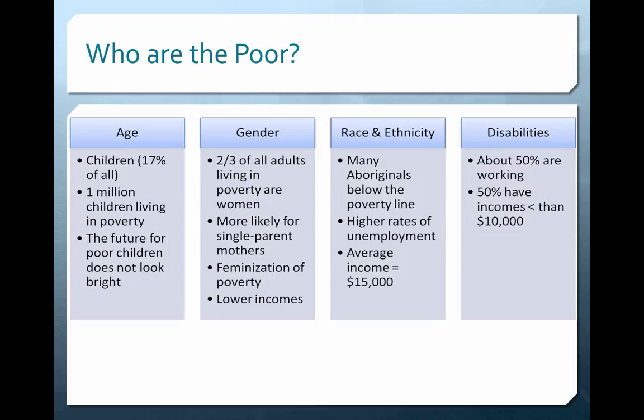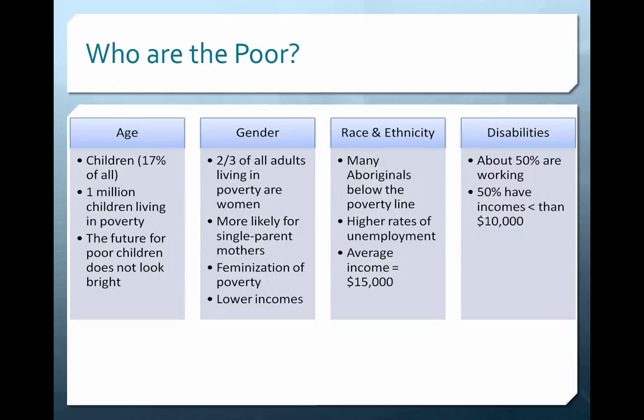You look at gender, 2/3 of all adults living in poverty are women. The feminization of poverty is a trend in which women are disproportionately represented among people living in poverty. You look at race and ethnicity and disabilities, and you find where the bulk of what we would describe as our poor are, as far as the demographics are concerned.